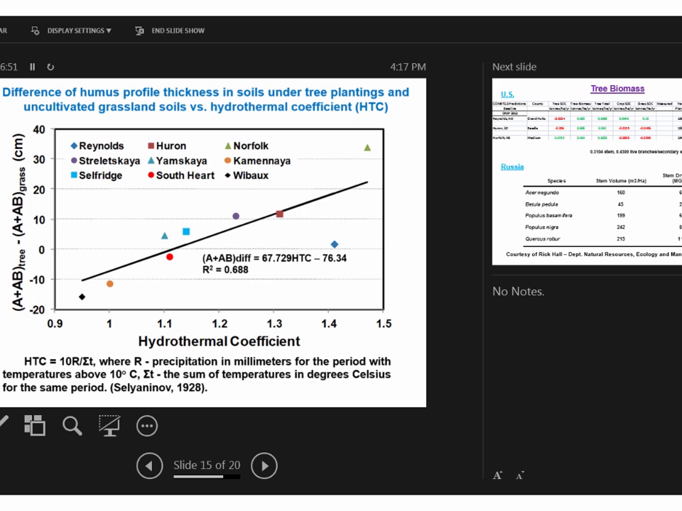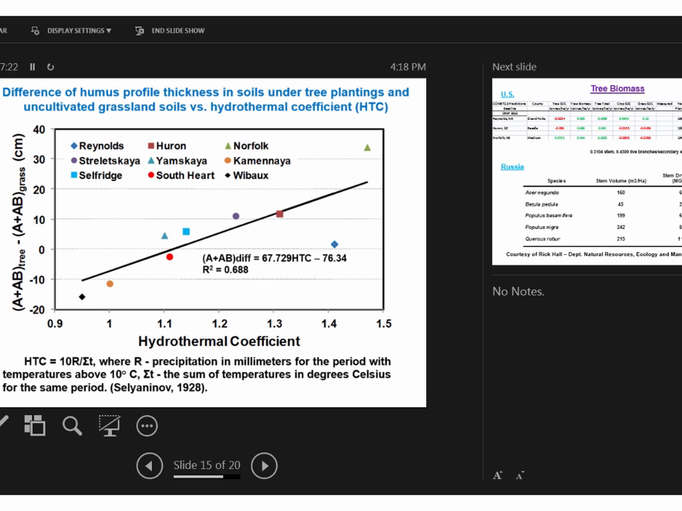So you're accumulating more carbon than was there under the native vegetation. A couple of things I want to say about this: these two look like outliers, and we think we know why. I already talked about Norfolk. It had a big wind erosion event, so it's an erosion impacted site, and we can explain away that data point.